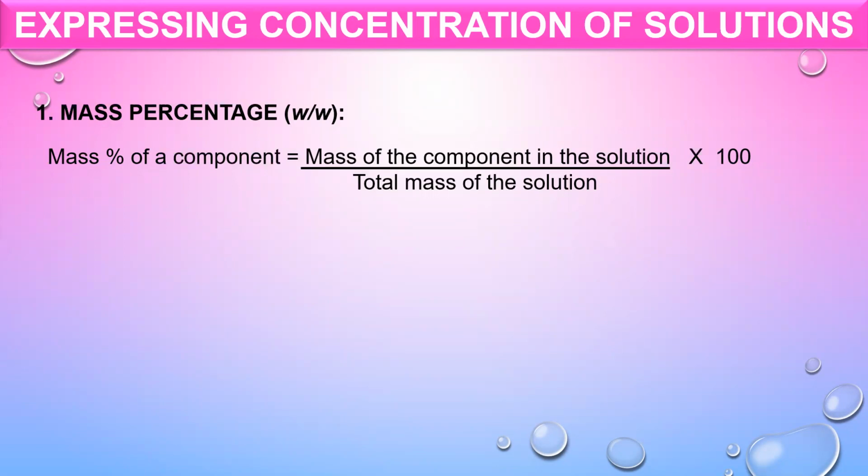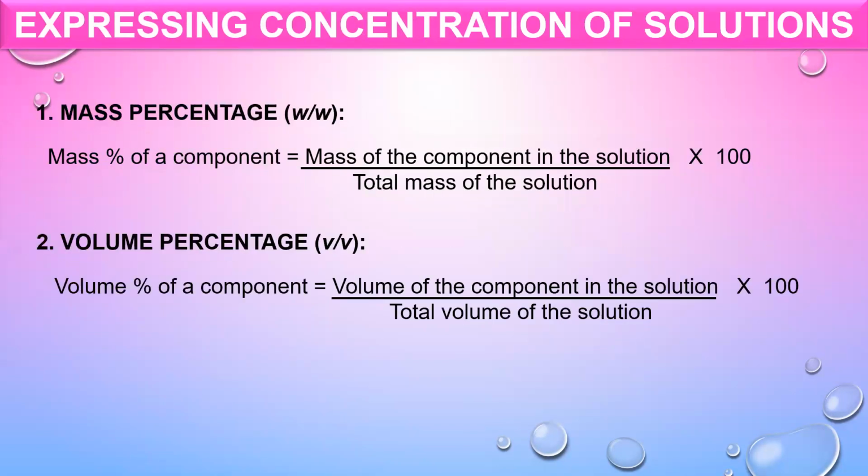So, mass percentage is the mass of the component in the solution upon the total mass of the solution, into 100. Based upon this, we have already solved a few numericals while converting empirical formula into molecular formula. Next comes volume percentage. It is calculated on the basis of volume versus volume. Suppose the given component is given in volume in the solution form. At that moment we require this formula: volume percentage of a component is equal to the volume of the component in the solution upon the total volume of the solution, into 100.